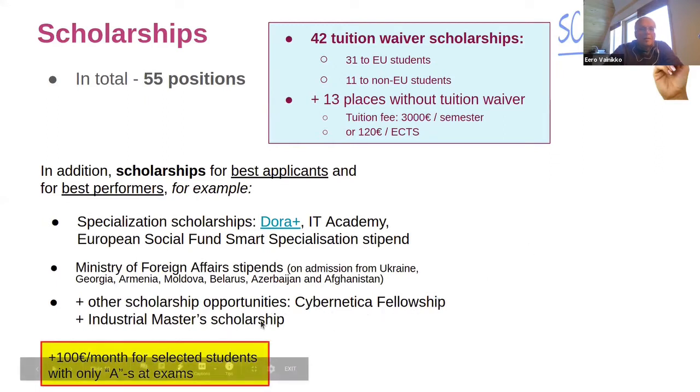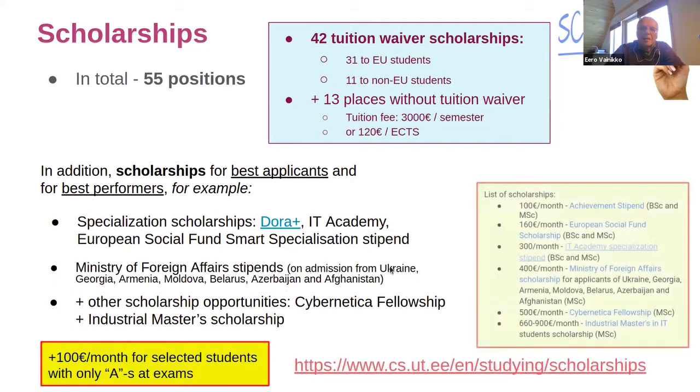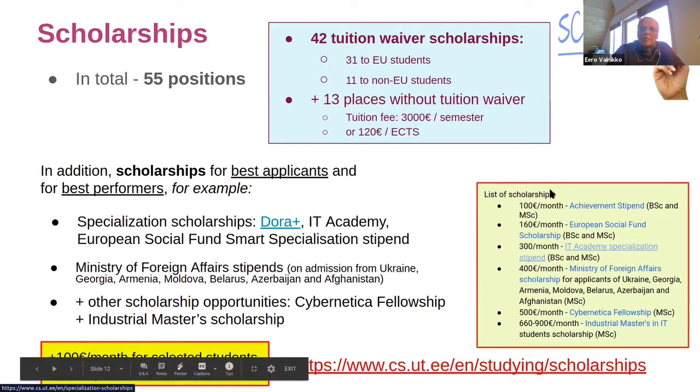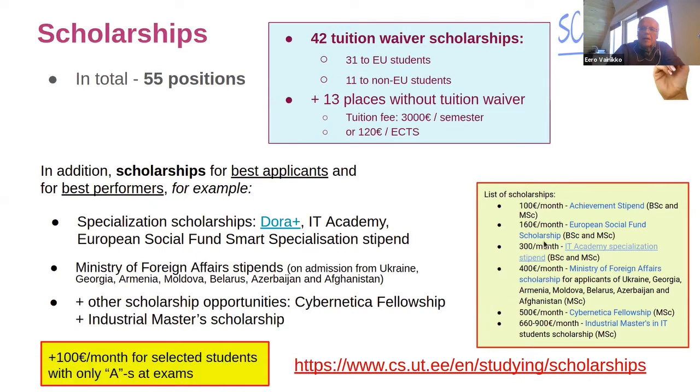And even better news is for very good students who really get only A's. They will usually get 100 euros extra per month. And all that scholarship information is actually on this website at our institute, and you can look at the different rates.